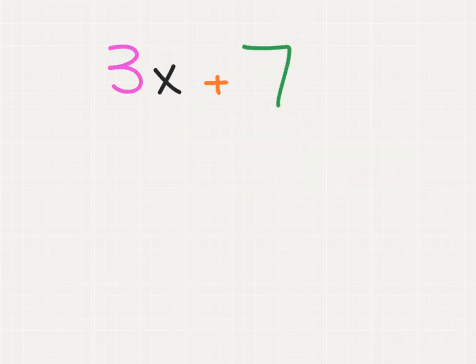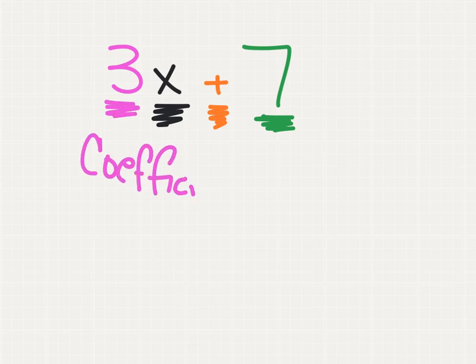Is 3x plus 7 an algebraic expression? Yes, it is. It has a variable and an operator. In this case, it also has a constant, 7, as well as a coefficient of 3. The coefficient is a number that sits immediately in front of a variable and multiplies that variable. 3x is the same as 3 times x. 3x plus 7 is an algebraic expression.